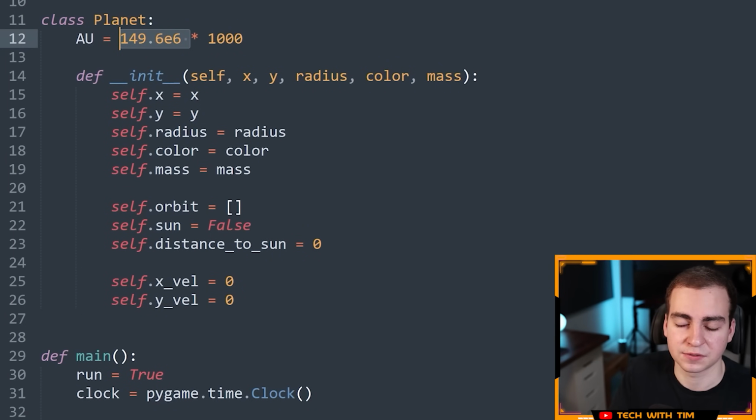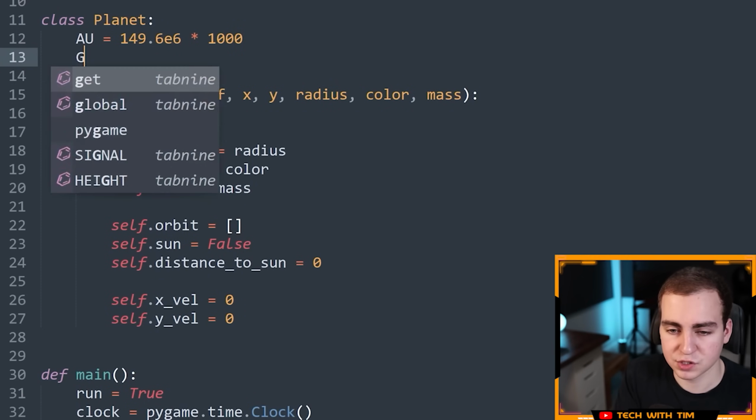That's what this stands for right here, but we want this to be in meters, so I'm going to multiply it by 1,000 to get the distance from the sun in meters. 1 AU, that's what this is. Hopefully that makes sense. Again, 1 AU is the distance from the Earth to the sun, approximately, and here we're converting this from kilometers to meters by multiplying it by 1,000.